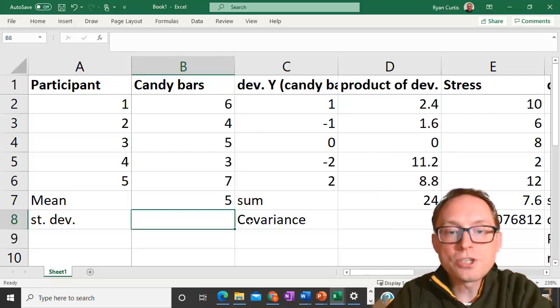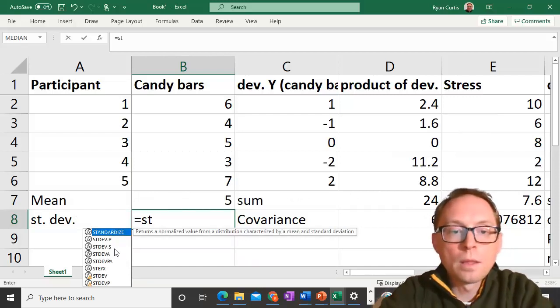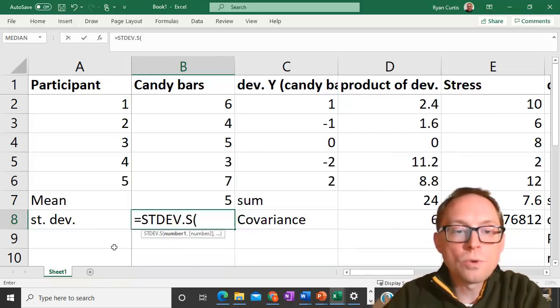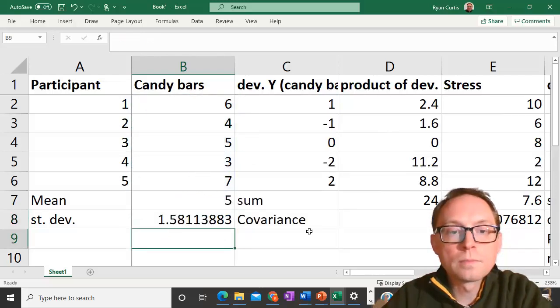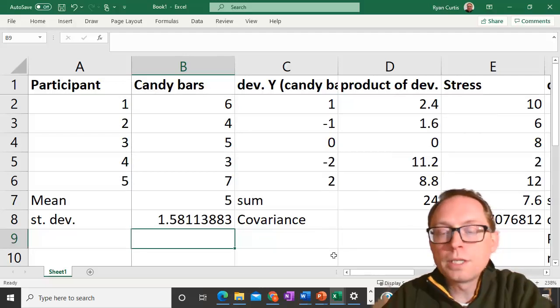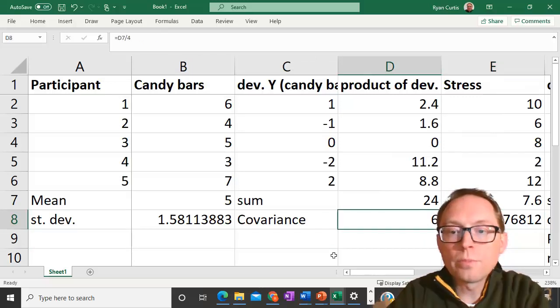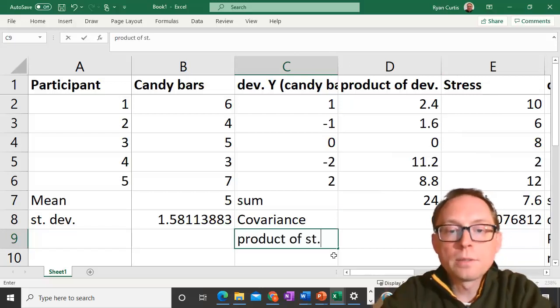Now, for us to get Pearson's R, we've got to find the standard deviation for candy bars times the standard deviation for stress. So the standard deviation for candy bars is going to be the standard deviation of a sample. You take each of the deviations, you square them, you add them up, divide by n minus 1, you take the square root of that, and you will get 1.58. We already did the standard deviation for stress. It's over here, 3.847.